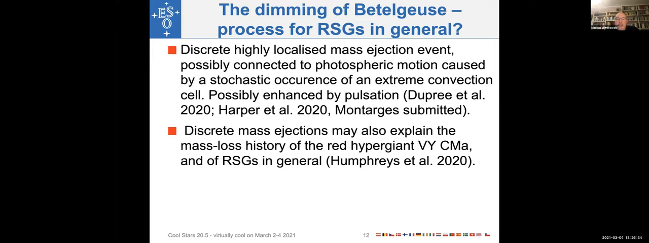We also heard from Roberta Humphreys that such discrete mass ejection events may also explain the mass-loss history of the red supergiant VY Canis Majoris and of red supergiants in general. I think this is very plausible, because maybe for average conditions we cannot levitate the atmosphere, but if there's once in a while some stochastic, extreme convective motion, then this might help to get the atmosphere levitated.